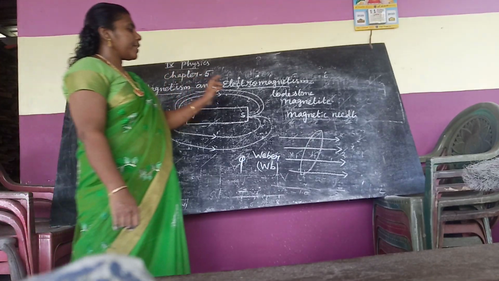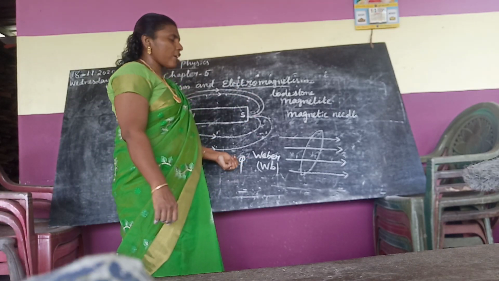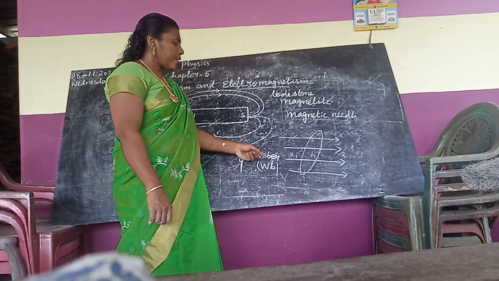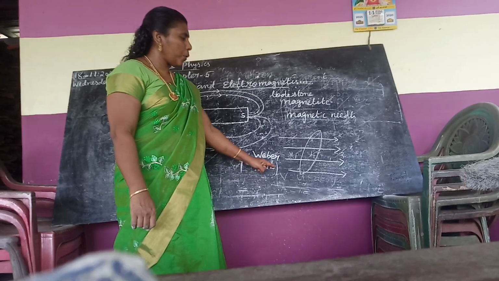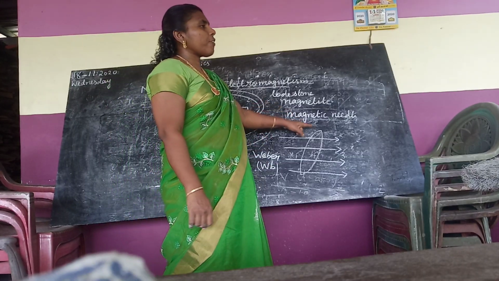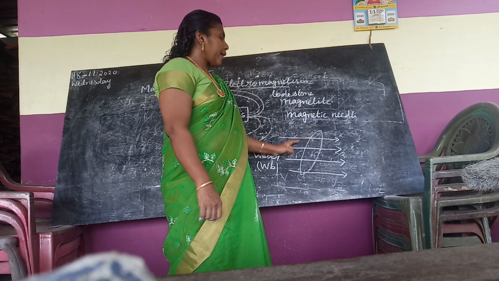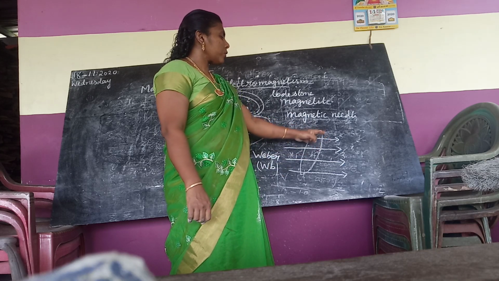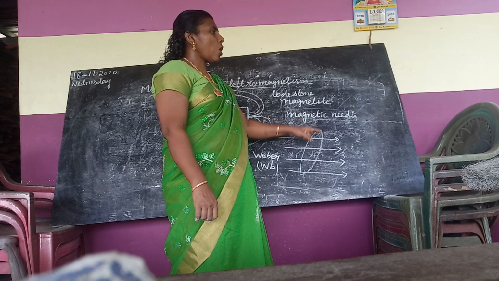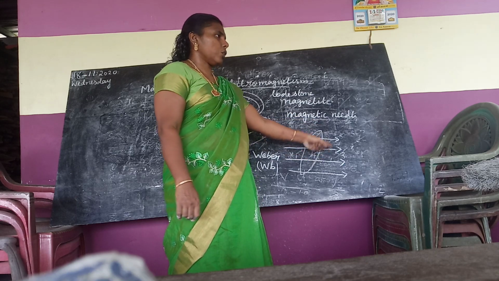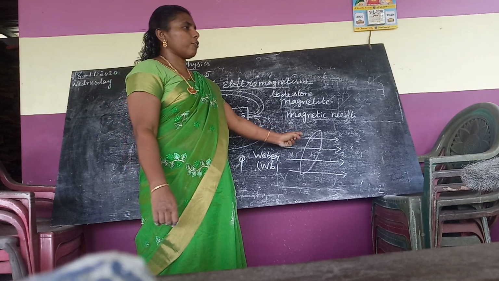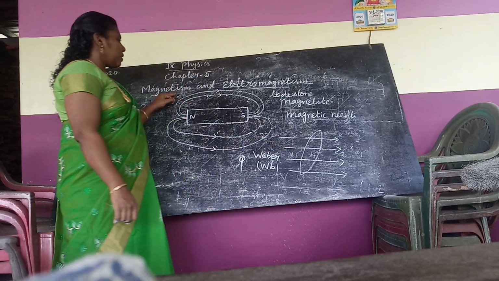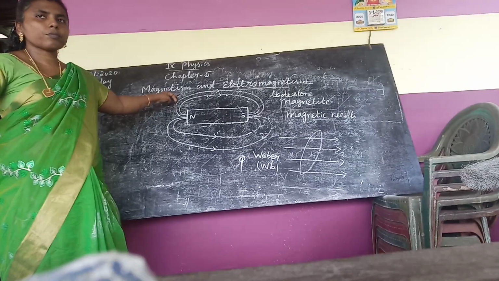And the next one is the flux. Magnetic flux is denoted by the letter phi. The unit of magnetic flux is Weber, that we can say Wb. And what is magnetic flux density? The magnetic lines of force crossing through a unit area normal to the field lines. So that is the magnetic flux density. This is a book back question, magnetic flux density. So this much can you understand, students?